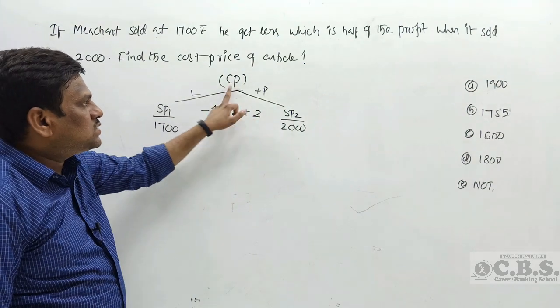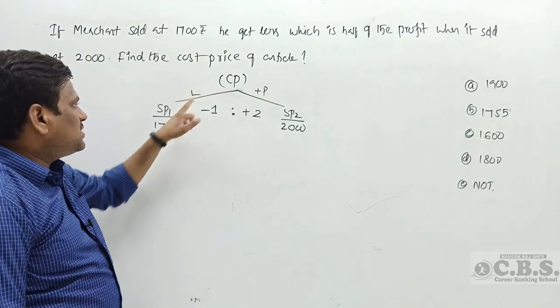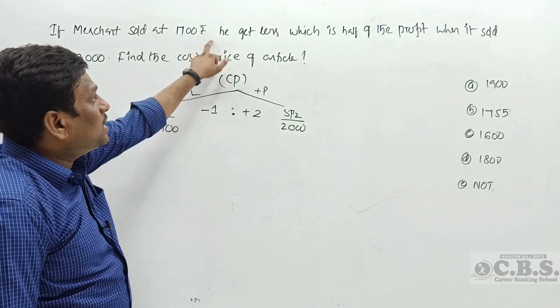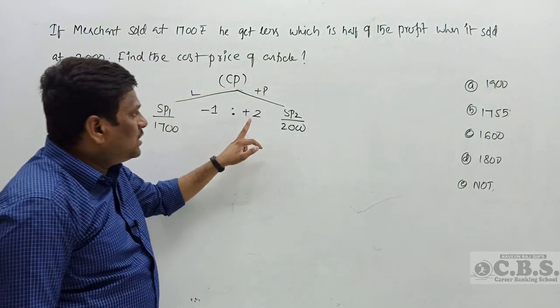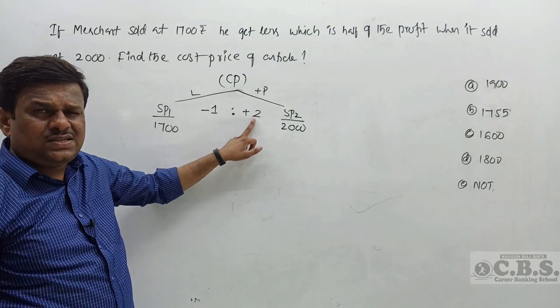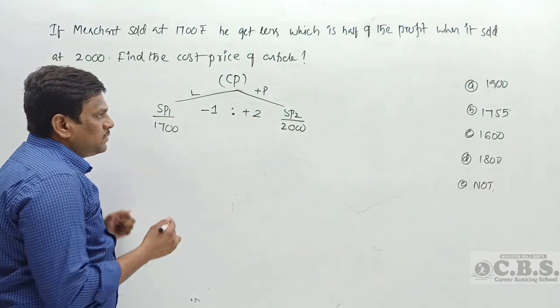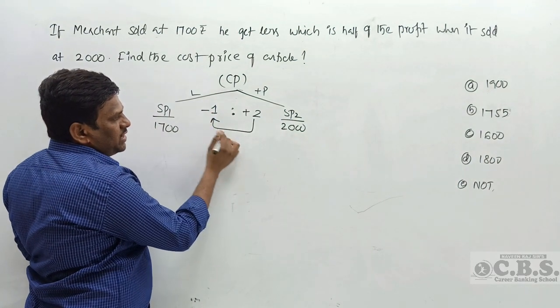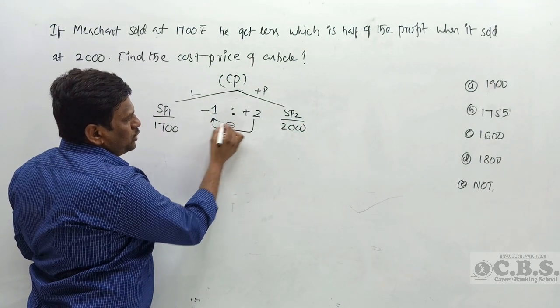Here selling price minus cost price is profit. Here cost price minus selling price is nothing but a loss. So if I take profit as 2 parts, because he got a loss which is half of the profit, it is easy to do half of 2. So I take the difference. Difference means highest minus lowest. Plus 2 minus of minus 1, how many parts? 3 parts.